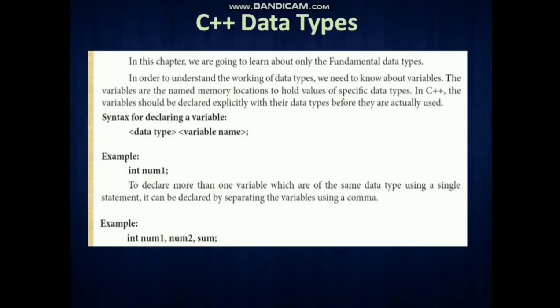Okay, C++ data types. Here itself, how to use that fundamental data types. How do we understand the working of those data types? How to use the data types in a variable? Syntax for declaring a variable: data type. Data type means what? Integer, character, float, double. These 4 are fundamental data types.